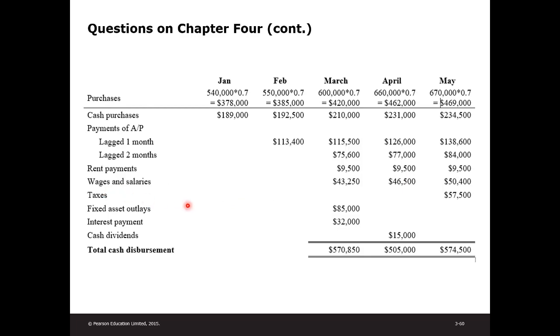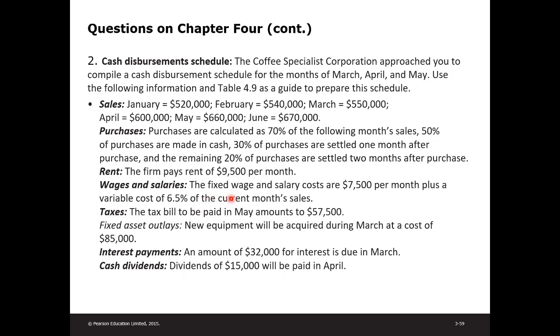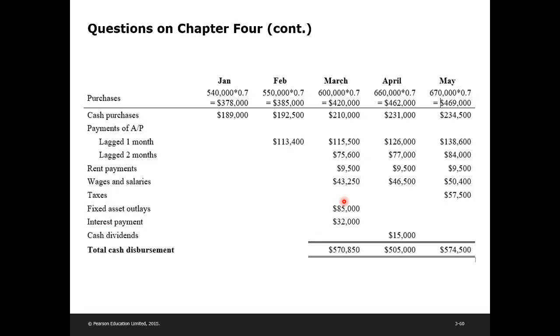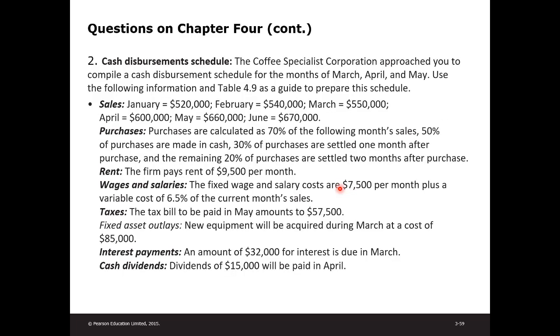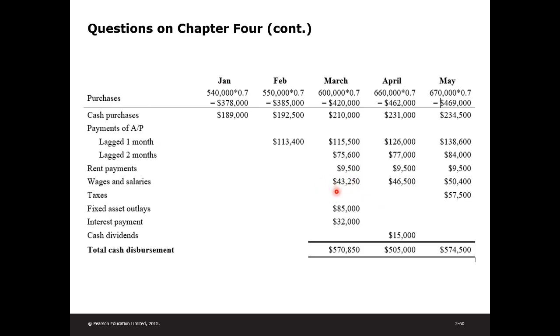In wages and salaries, as we are told here, the fixed wage and salary costs are 7,500 per month plus a variable cost of 6.5% of the current month sales. So for March, the wage and salary will be 7,500 plus 6.5% of the March sales, which is 550 multiplied by 6.5%, then we add 7,500 in order to come up with this figure, which is 43,250, and so on.